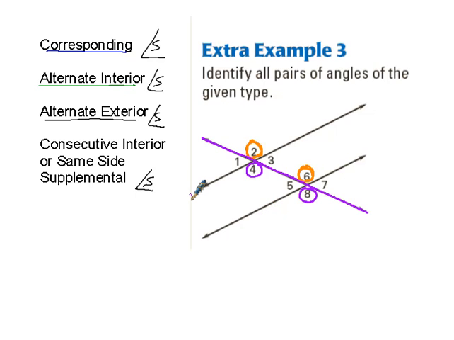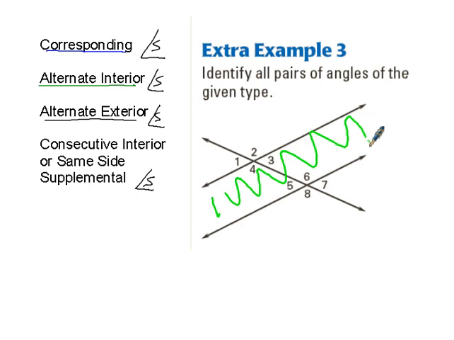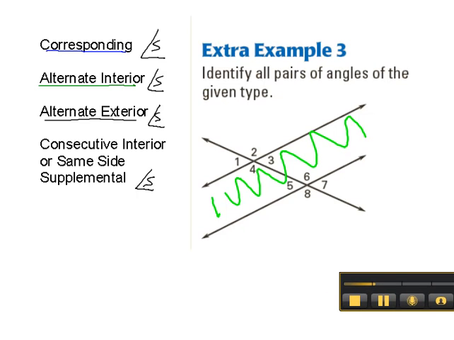Alright, let's talk about alternate interior angles. I'm going to go ahead and erase the corresponding angles. So here we go. Alternate interior angles are angles that are in the interior, okay? The interior is between the two parallel lines, alright? And they're going to be on opposite sides of the transversal. So our transversal again, our transversal is this line. We'll label that T for transversal. So we're looking for a pair of angles that are between these two lines and on the opposite sides of a transversal.